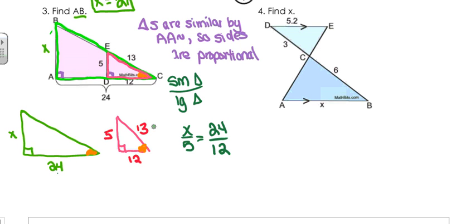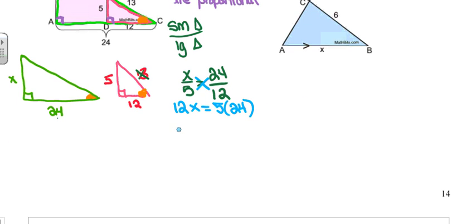And just in case any of you are wondering where that 13 went, notice that I don't have a corresponding side in my green triangle. So that's extra information that we don't need in order to solve this problem. So now that I've got my proportion set up, I'm of course going to cross multiply. So 12x, the product going in one direction, equals 5 times 24, the product going in the other direction. Or in other words, 12x's are equal to 120.